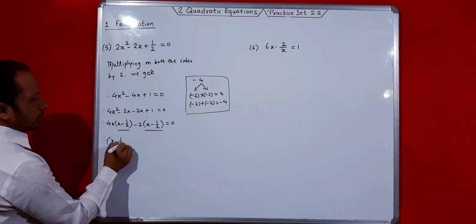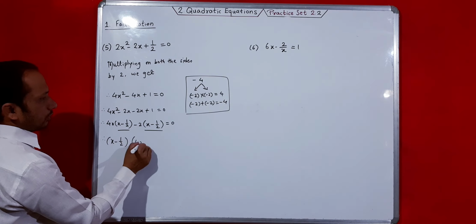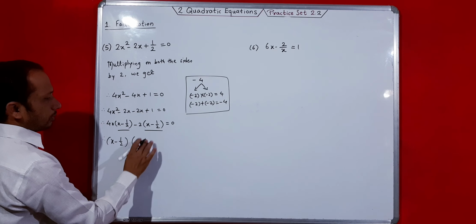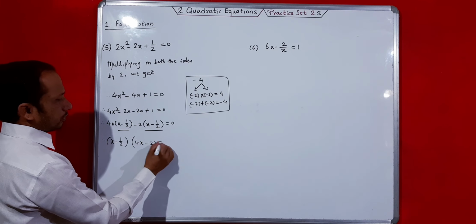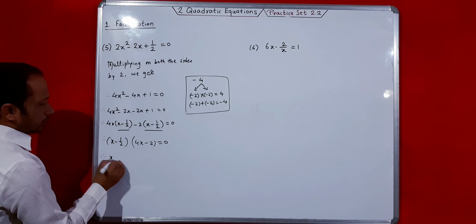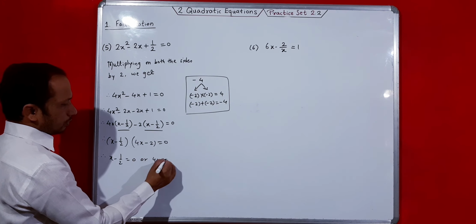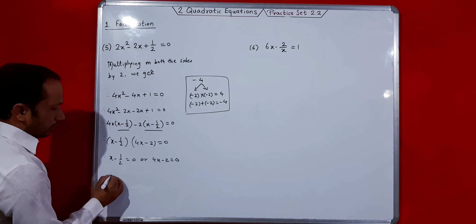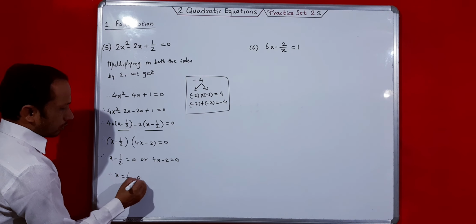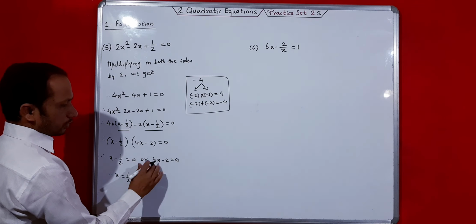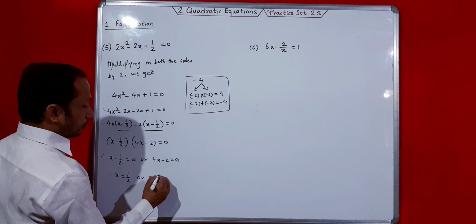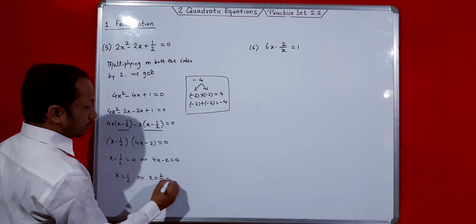x minus 1 half, and this is 4x minus 2. Okay, minus 2 is equal to 0. Therefore I will write x minus 1 half is equal to 0, or 4x minus 2 is equal to 0. There I will get x is equal to 1 half, or x is equal to 2 upon 4, which is equal to 1 half.